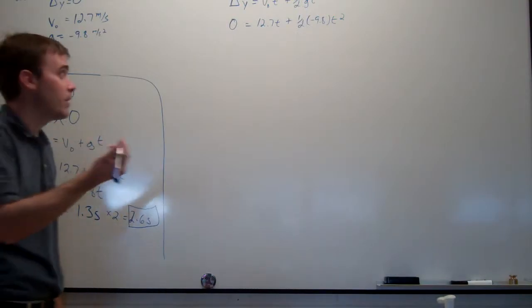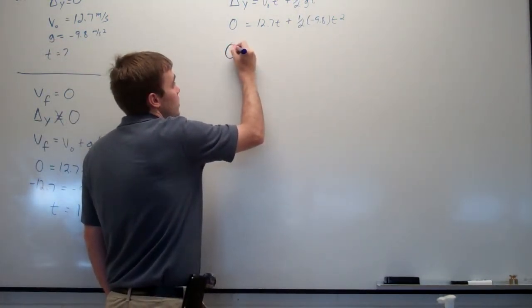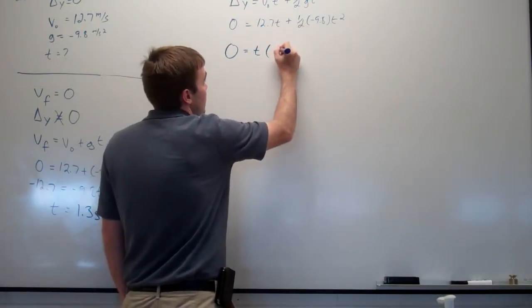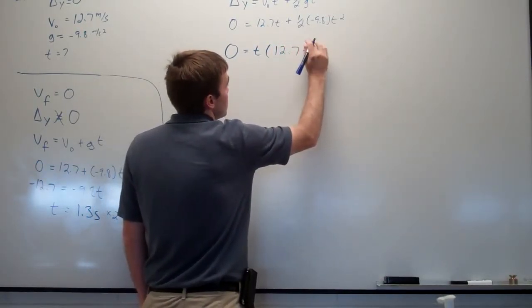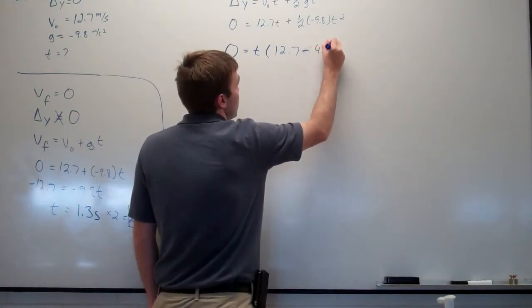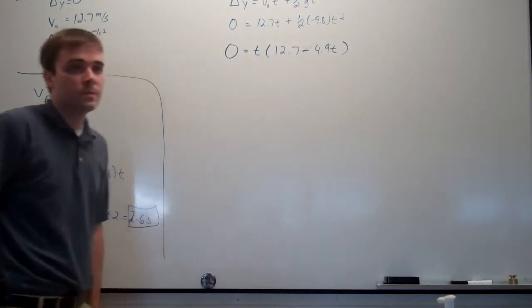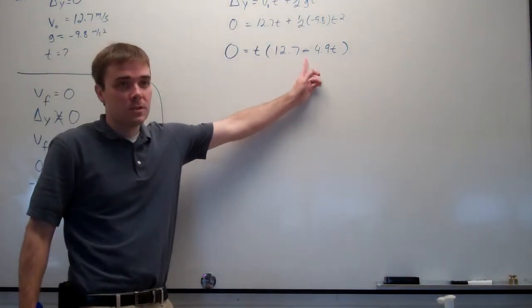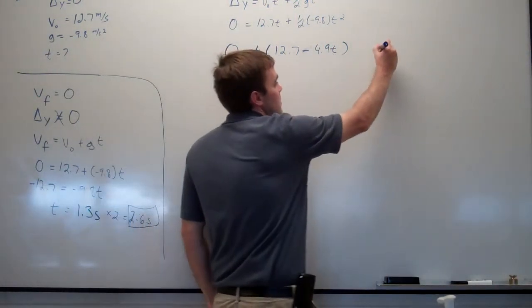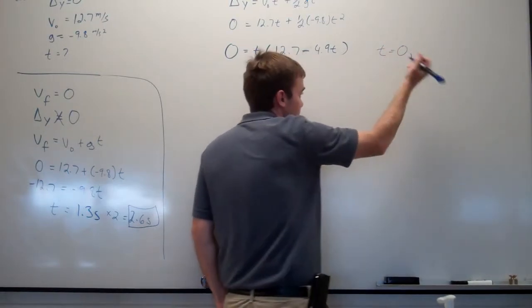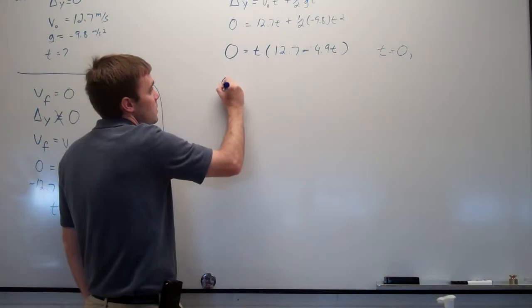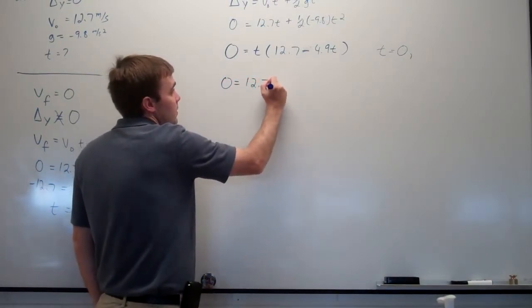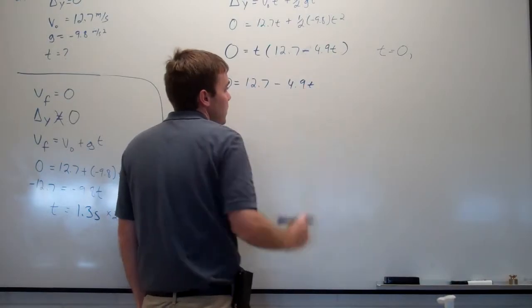Awesome. Factor out a T. So we can say 0 equals T times 12.7 minus 4.9 T. Does that make sense to everybody? And what can we do to solve for T here? We're just going to set this equal to 0, right? So one of our T's equals 0. That's not our answer though. And we say 0 equals 12.7 minus 4.9 T. And what does that other T equal?